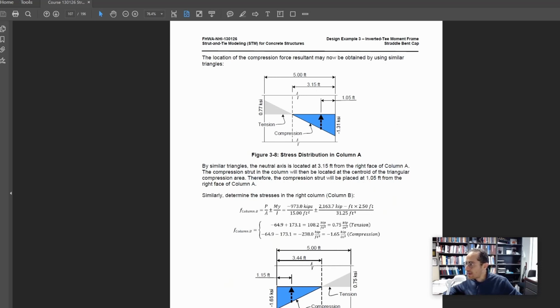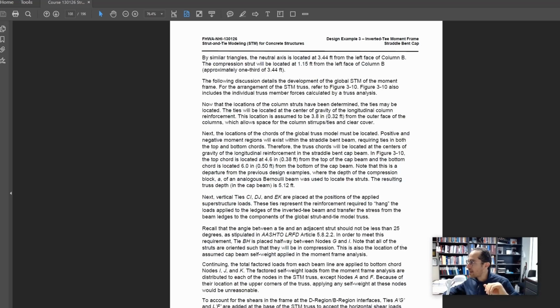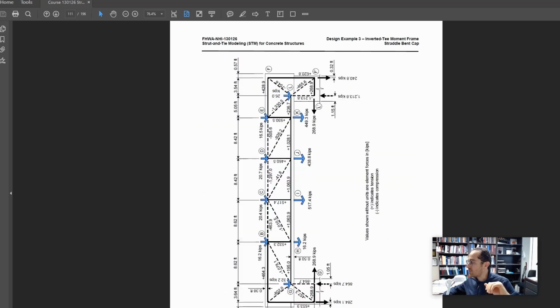He's trying multiple things because you want to get the moment right. When you do those triangles, the resultant of tension and compression, when you take the moment, you need to get the moment. And he's doing a SAP 2000 analysis to calculate that moment in the column. And he's using a couple of attempts to get that done.